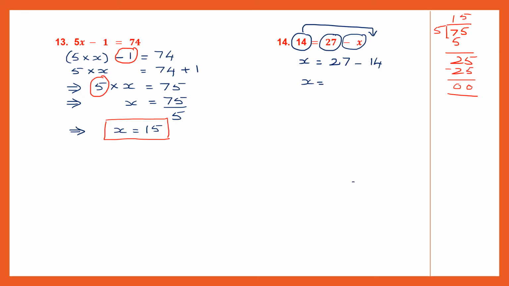So let's subtract 27 and 14. 7 minus 4 is 3, 2 minus 1 is 1. So x is equal to 13. So in this question, the value of x is 13.